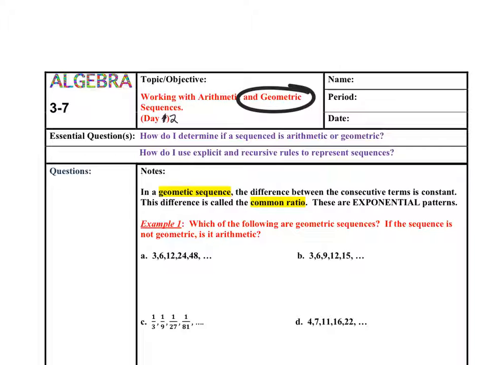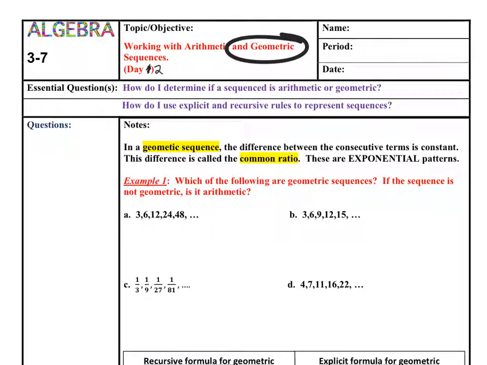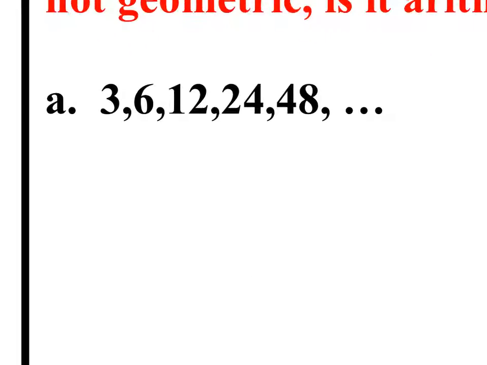So let's look at these examples. Which of the following are geometric? If the sequence is not geometric, is it arithmetic? A. So please talk to your neighbor. You're going to tell them geometric, arithmetic, or neither.